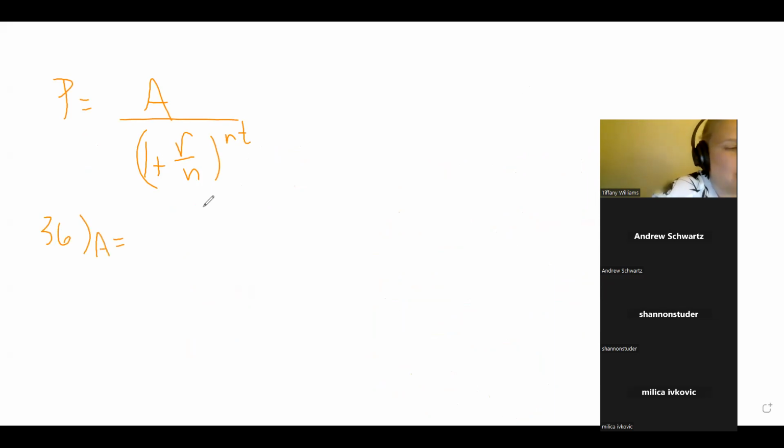So again, our formula was P equals A over 1 plus R divided by N, raised to the NT. On number 36, they told us that our future value, or A, was 8,500. They told us that our R was 6%, so 0.06. Our N, since we're compounding annually, would be 1, and our T would be equal to 9 years.